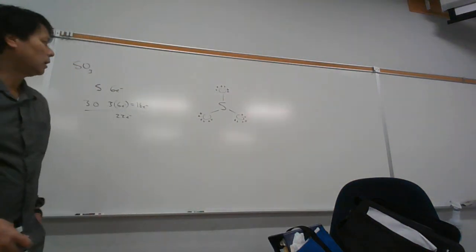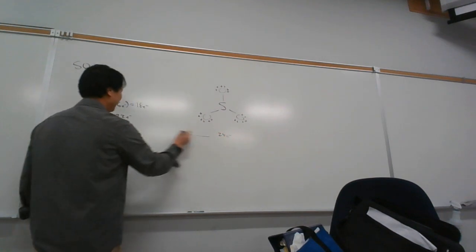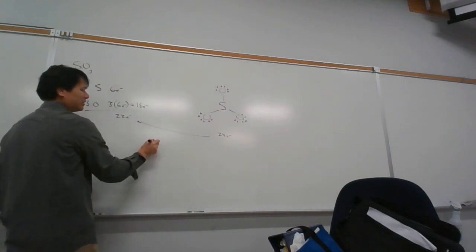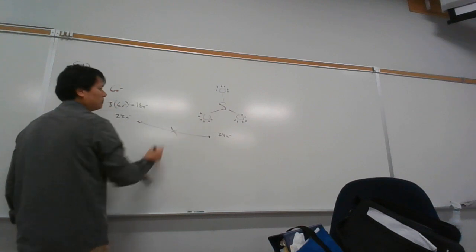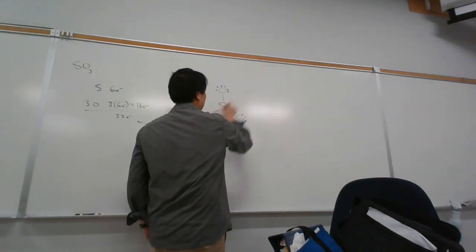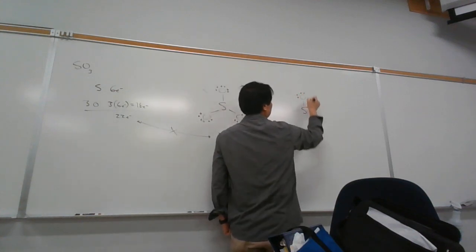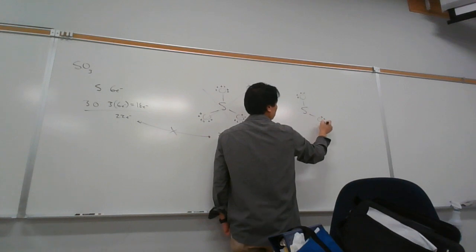So, but the problem is this has 24 electrons, but I only have 22 electrons. It doesn't match. And so what I have to do is correct this structure so that I end up with 22 rather than 24 electrons.